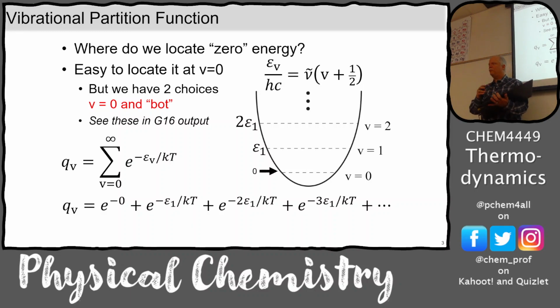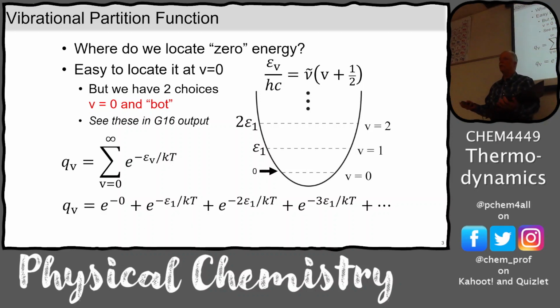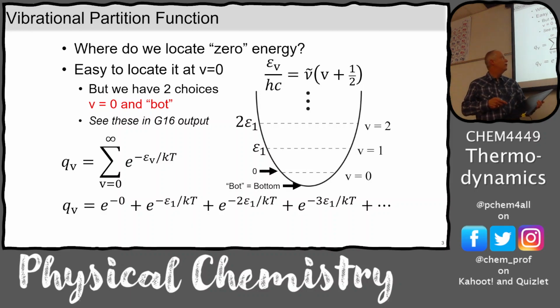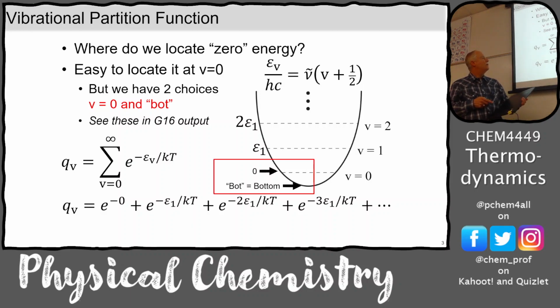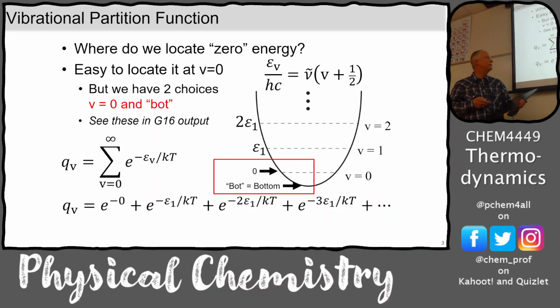So I'm just putting a marker here to say where we set the zero, where we say energy is zero. We have two choices, and Gaussian provides the information for both. Most of the time, especially if you're doing it by hand, you're going to use this one. The ground vibrational state is going to be set to zero energy.